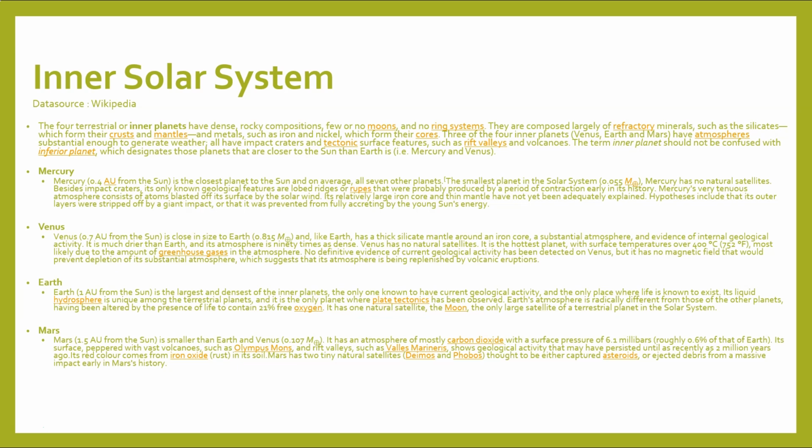Mercury, about 0.4 astronomical unit from the Sun, is the closest planet to the Sun and the smallest planet in the solar system, with a mass of 0.055 Earth masses. Mercury has no natural satellites besides impact craters. Its known geological features are lobed ridges or rupes that were probably produced by a period of contraction early in its history. Mercury's very tenuous atmosphere consists of atoms blasted off its surface by the solar wind.